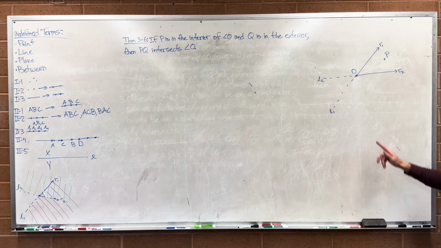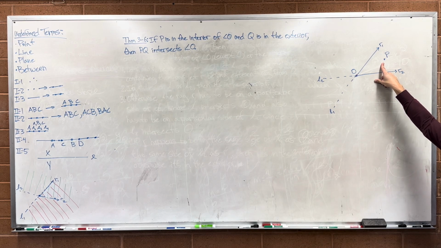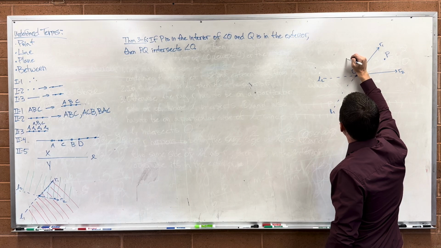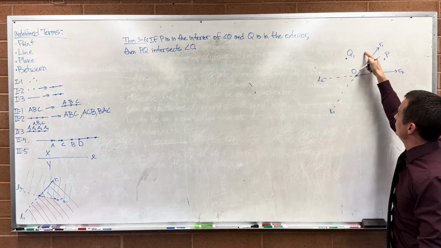And Q would be on the exterior. So P's on the interior, Q's somewhere on the exterior. Now notice that there's kind of 5 cases that we need to handle. Q could potentially be up here. Any point over here is logically equivalent.